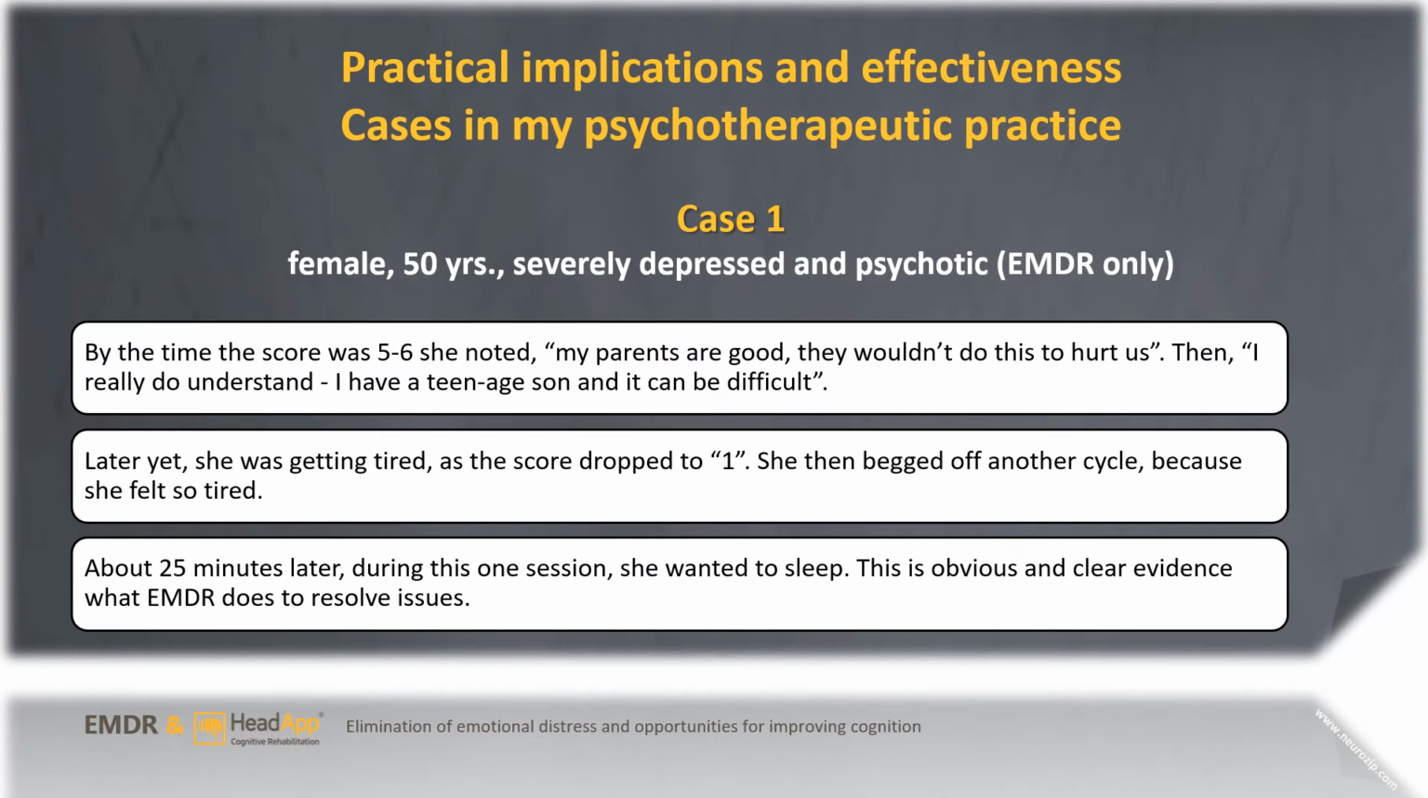Now, although her score was a 10 and she seemed quite adamant, after the next several trials the score dropped to 5 or 6, but more notably, the content of her responses showed empathy and identification with the difficulties her parents had. She said, quote, my parents are good. They wouldn't do this to hurt us. Then she said, I really do understand. I have a teenage son and it can be difficult. Later in the trial, she was getting tired as the score dropped to 1. She then begged off doing another cycle because she felt so tired.